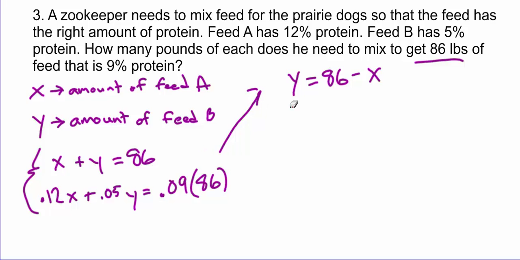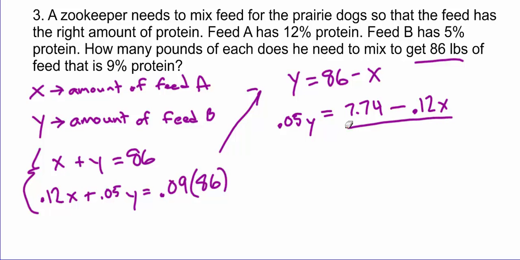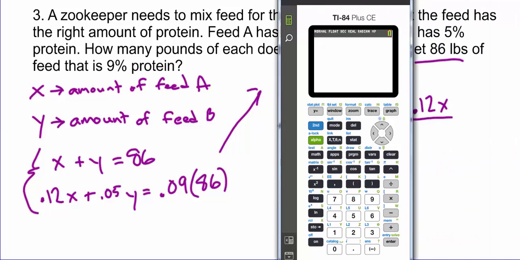I'm just going to write it as y equals 86 minus x. Second equation requires a little more work, but here's how we can do this. We know it's 0.05y equals, and I just mentioned this number, 7.74 minus 0.12x. Now, if I want to graph it on my TI-84, I have to go ahead and divide both sides by 0.05. I don't love everything about the TI-84, as I've mentioned before, but this is one thing I do like. I don't have to go and try to clean that mess up. I can graph it just as it is.